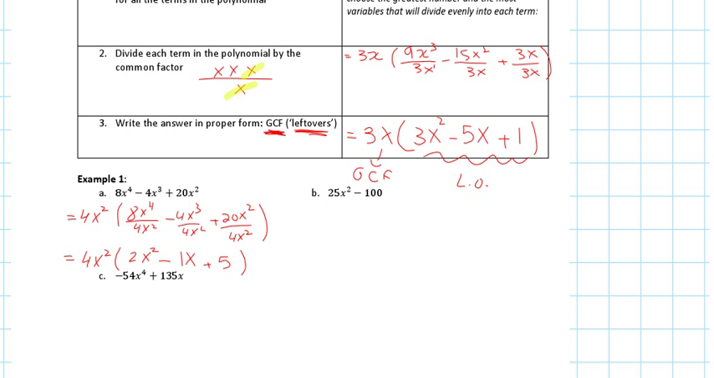Okay, so is there a common letter for both? No. So I can only divide by the number 25. So what do I have left? What's my leftover? x squared minus 4.